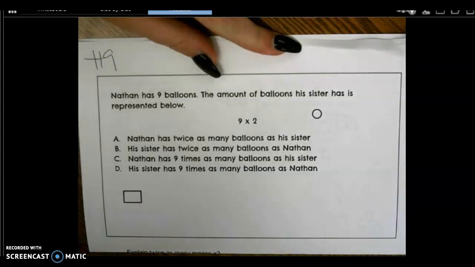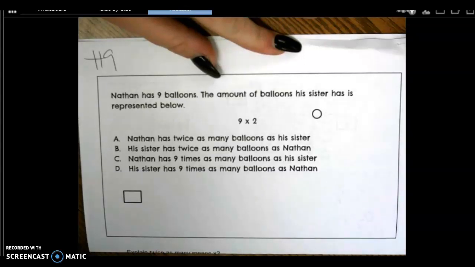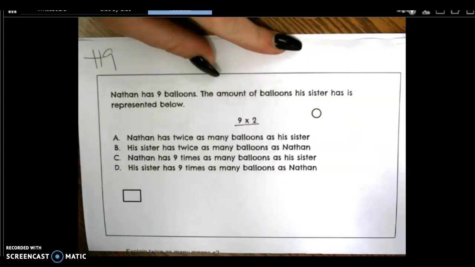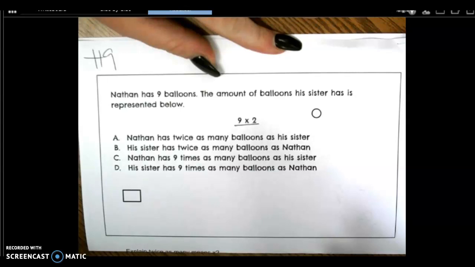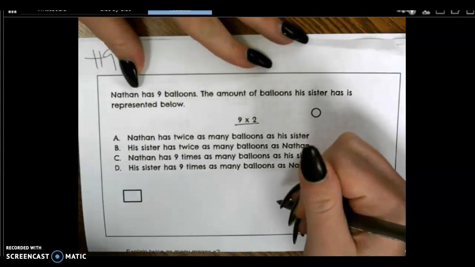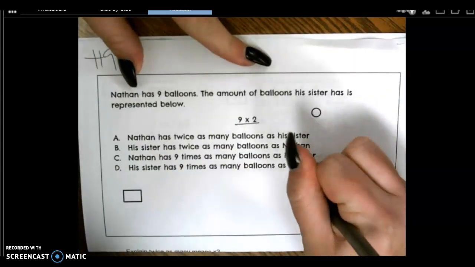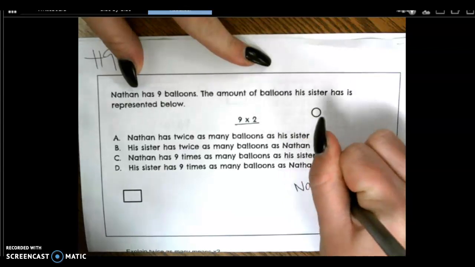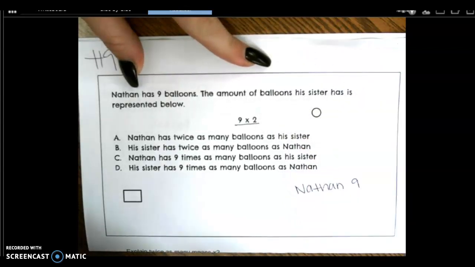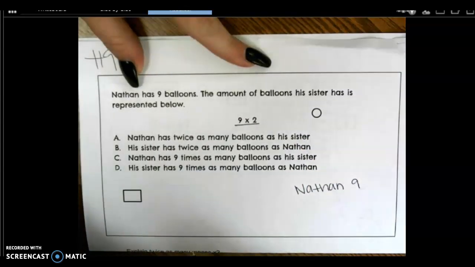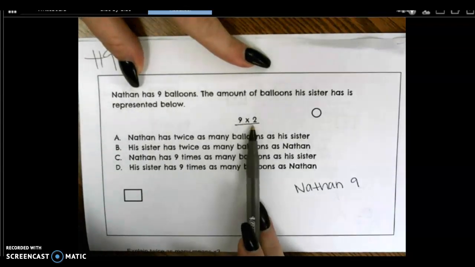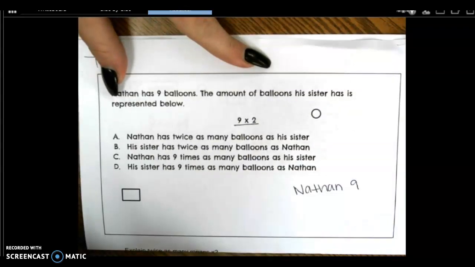Nathan has 9 balloons. The amount of balloons his sister has is represented below. So what is the important information here? Well, it says Nathan has 9 balloons. So we're looking for 9 times 2, because that's the amount his sister has, right?